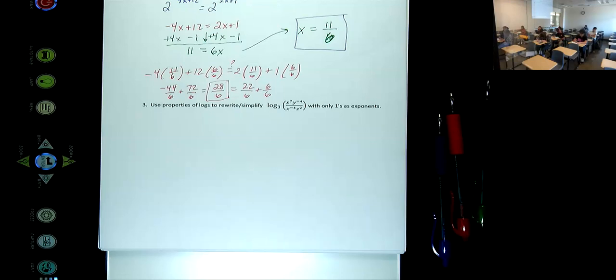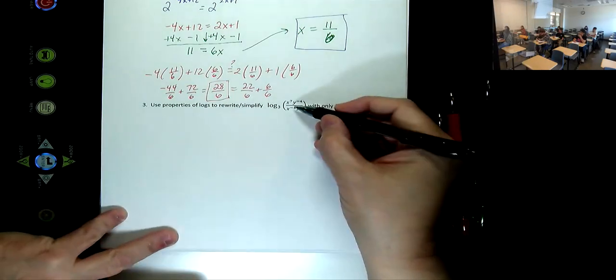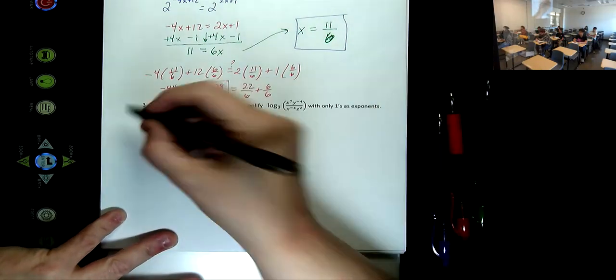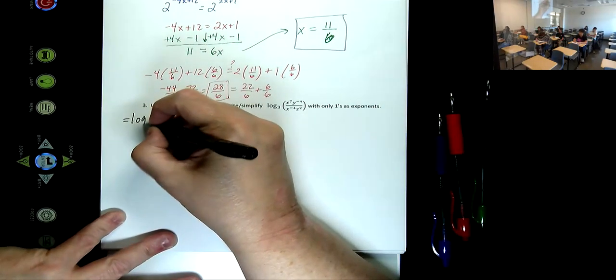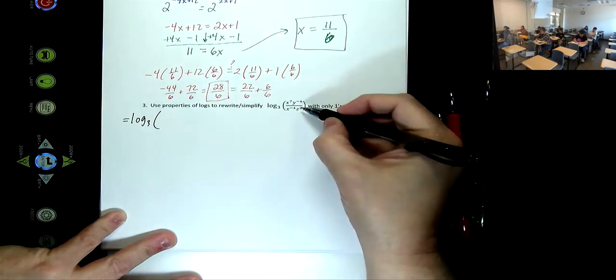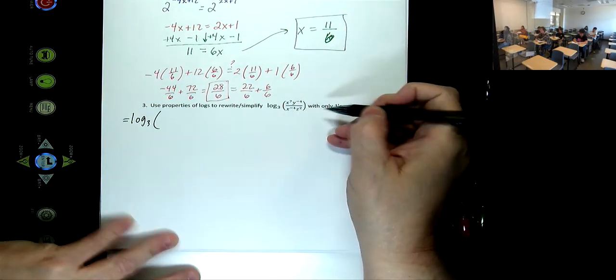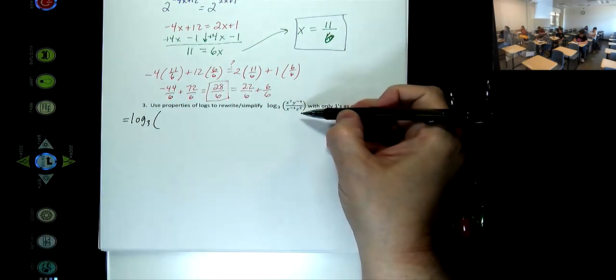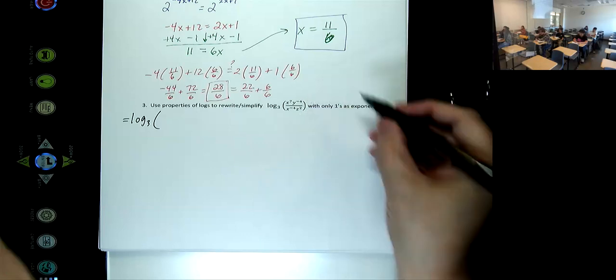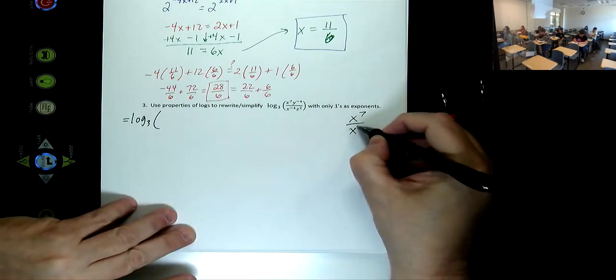So I want to end up with things that are written log base 3, but I only want to have ones as exponents. Well, the first thing I see is I got an x on top and bottom, right? Maybe I should clean that up. So I'm going to clean up the x's first. What do I do with this x to the 7 and x to the -4? What does that simplify to?